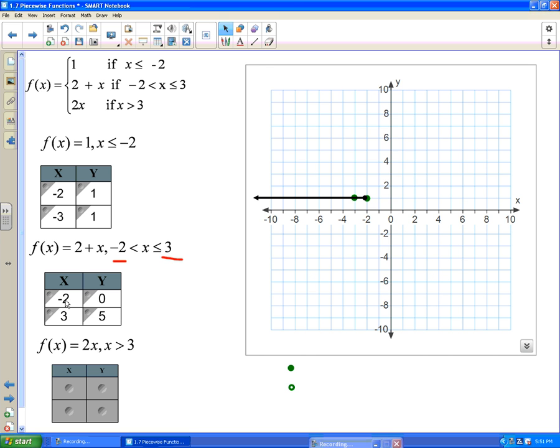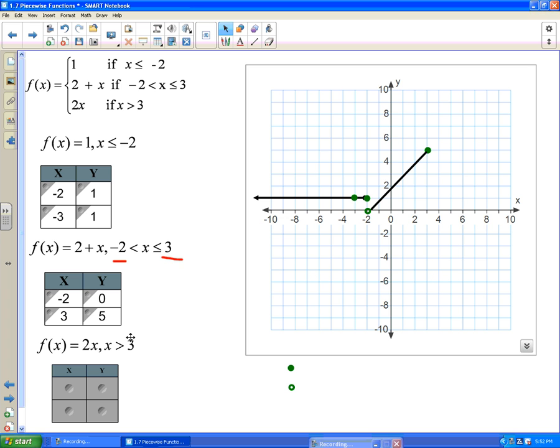Now again, I pay attention to the inequality. This is less than x, so I want to use an open circle at the point (-2, 0). And then for the point (3, 5), I've got less than or equal to 3. So I go over here, I use a closed dot at (3, 5). Then I get ready to connect my dots. Now here, we're not going to have a ray or a line with 2 arrows. It begins at -2 and ends at 3. So we're going to have a line segment. So our line will look something like this. It has a definite beginning and a definite end. It begins at -2 and it ends at 3.